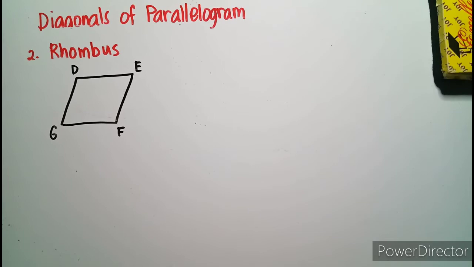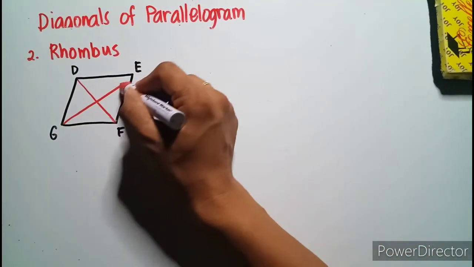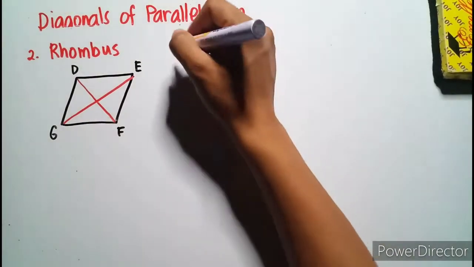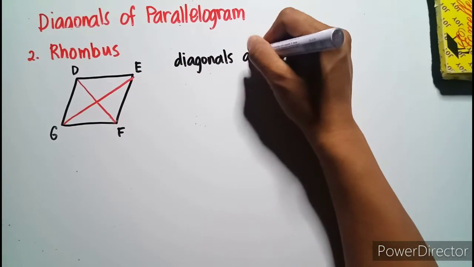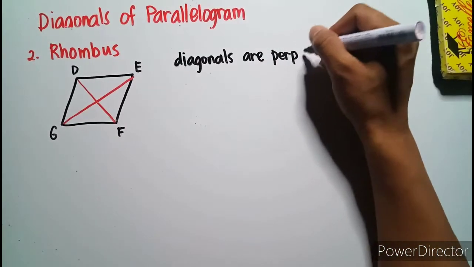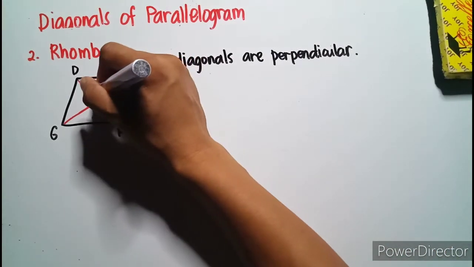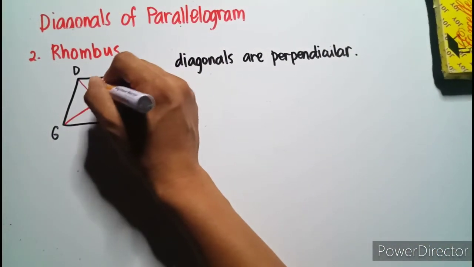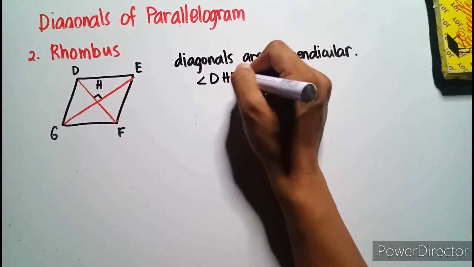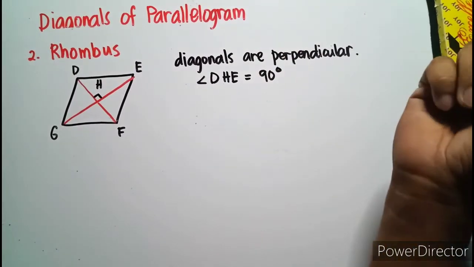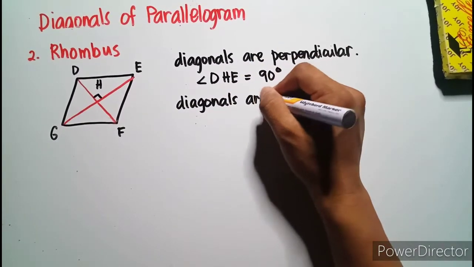Number 2, property of diagonal in a rhombus. So, we will have here diagonal DF and diagonal EG. Okay. So, if we are going to draw this in a perfect way, diagonals are perpendicular. Kapag sinabing perpendicular, ang kanyang intersection is 90 degrees. So, let's name this as H. So, the intersection is 90 degrees, meaning angle DHE is equal to 90 degrees. They are perpendicular. Also, diagonals are bisecting.